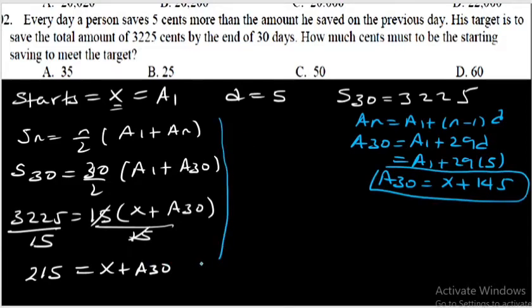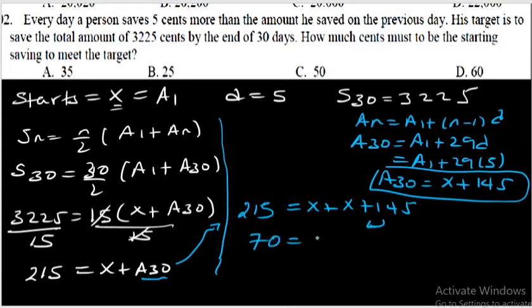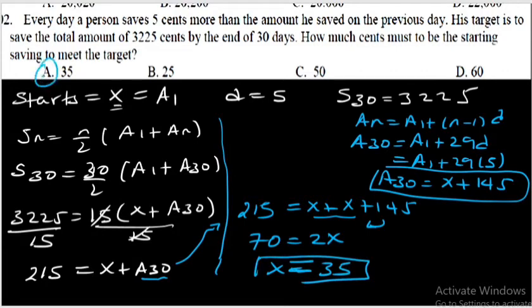Now what do we have? 215, I can bring it from here up. 215 is equal to X plus A30, which we got as X plus 145. Then I can bring this 145 and subtract, so I have 70 remaining. When you subtract, it will be 2X, X plus X. Divide by 2 on both sides, so the X value is equal to 35. He starts saving by 35 cents. That's the meaning, and the answer will be A.